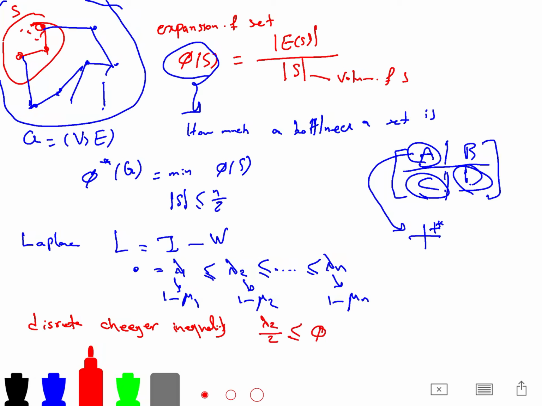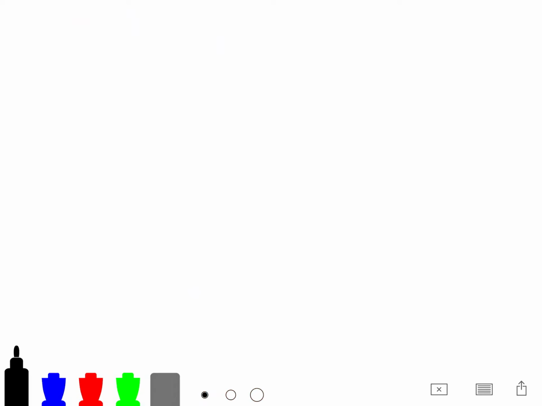So phi star G is sandwiched between the second eigenvalue. This is really interesting. The second eigenvalue plays a major role. So the major obstruction to equilibrium are bottlenecks. So if lambda 2 is small, then this one is small. And this is the intuition behind it.